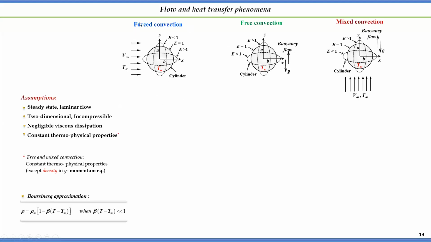So these are the very typical kind of geometry we are going to consider in our research problem. The first one is forced convection with elliptical shape, the second one is free convection, and the third one is mixed convection. So here the object might be elliptical, a cylinder, or circular.